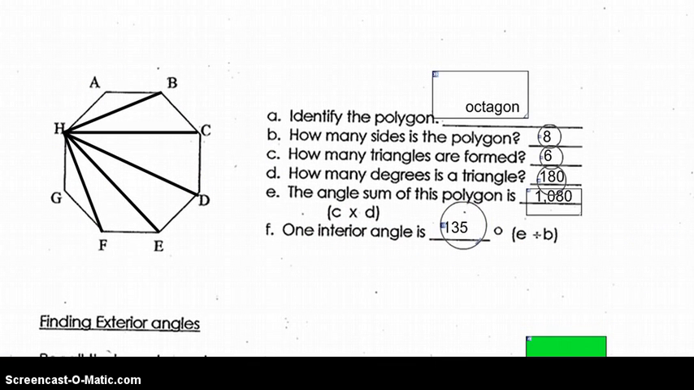Now, if you didn't notice yet, if you look at the number of sides of the polygon, the number of triangles is always 2 less than the number of sides. So if I were to have a 10-sided figure, there would be 8 triangles. Or if I had a 20-sided figure, there would be 18 triangles.